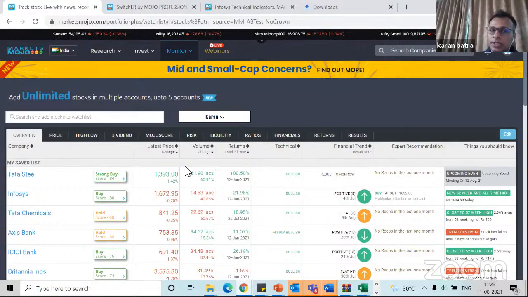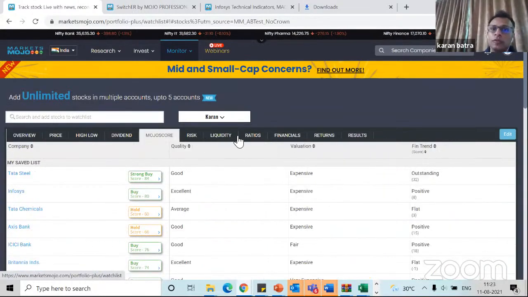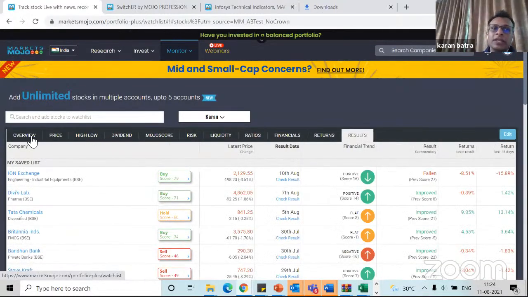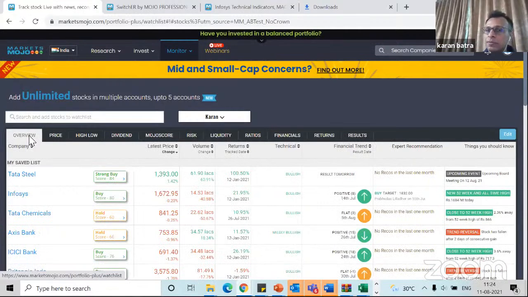There is much more information, not just today's price. There is MarketsMojo scores or there are ratios, there are key results, which help you take a better investment decision rather than only the price impact.